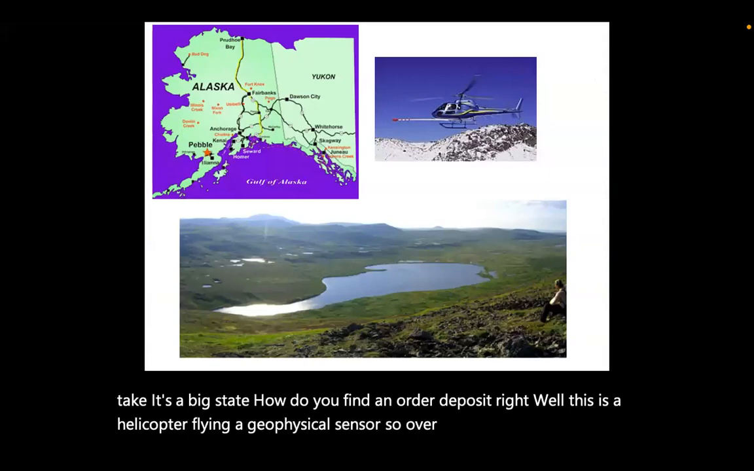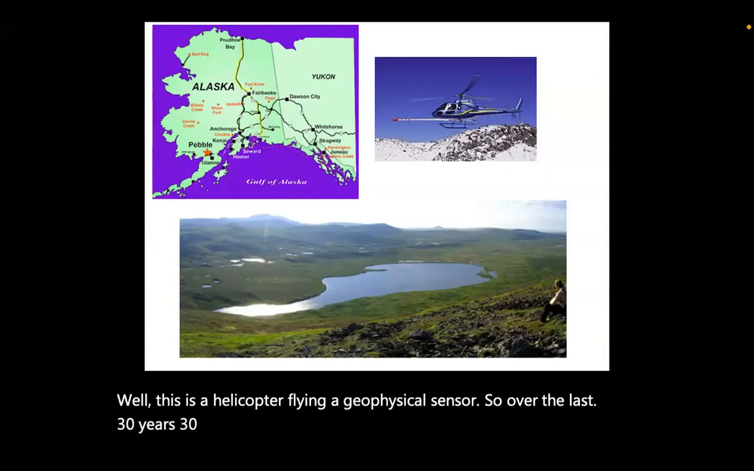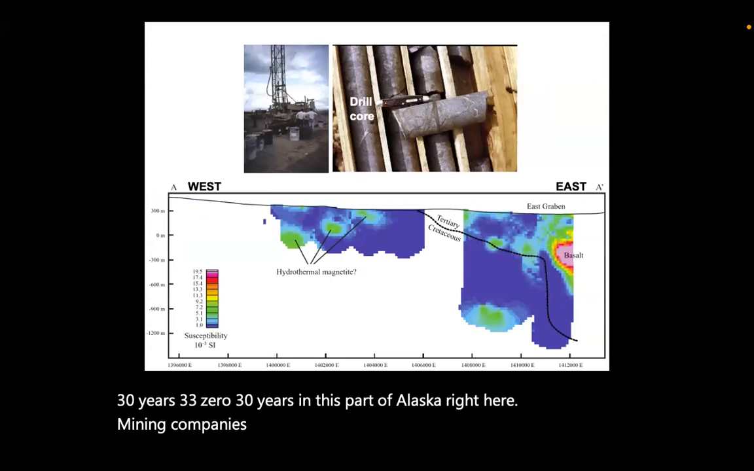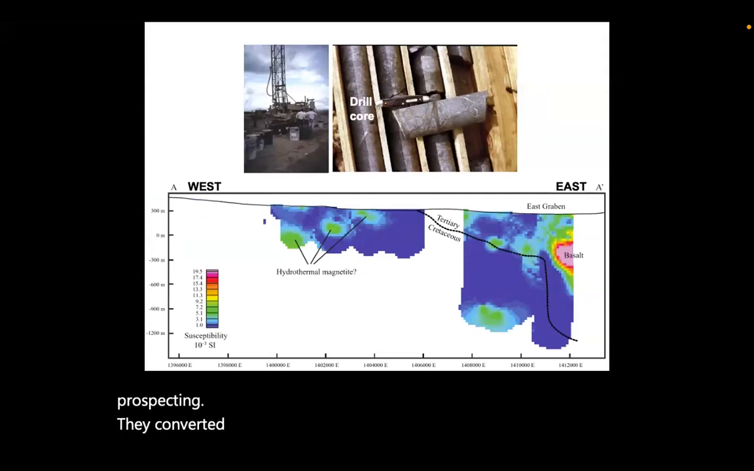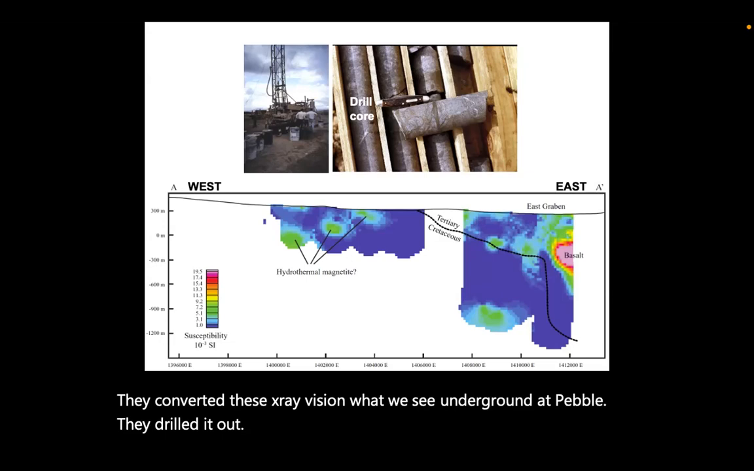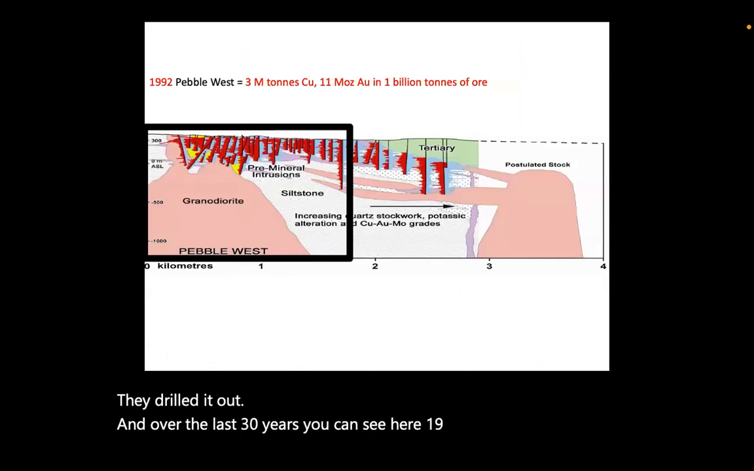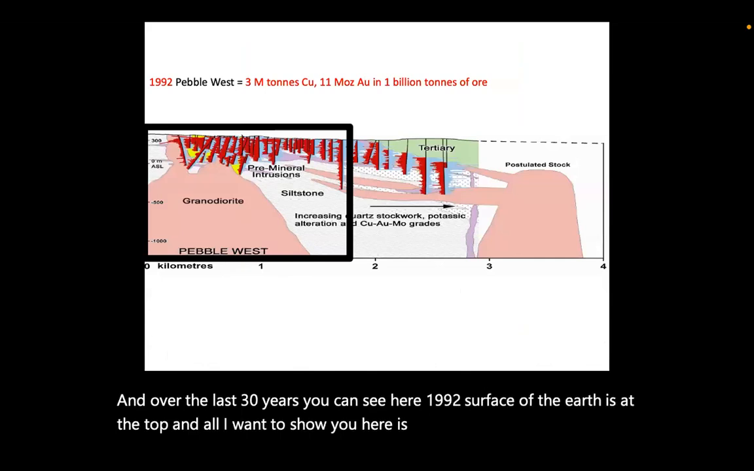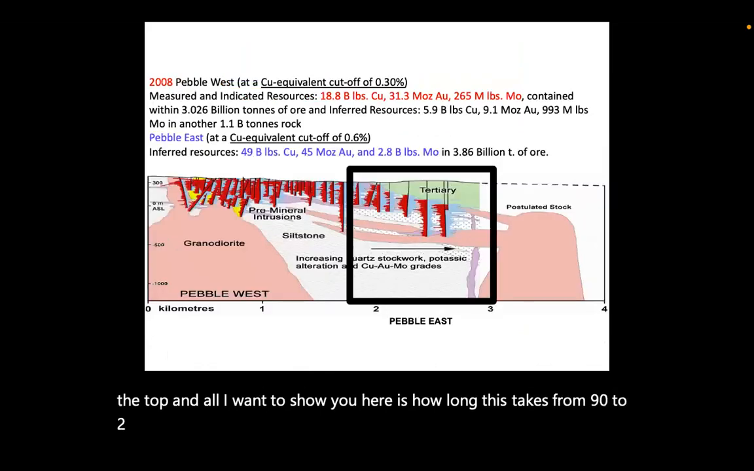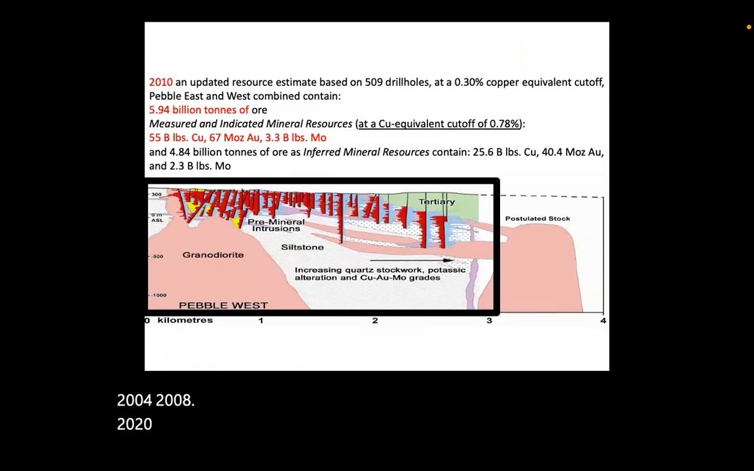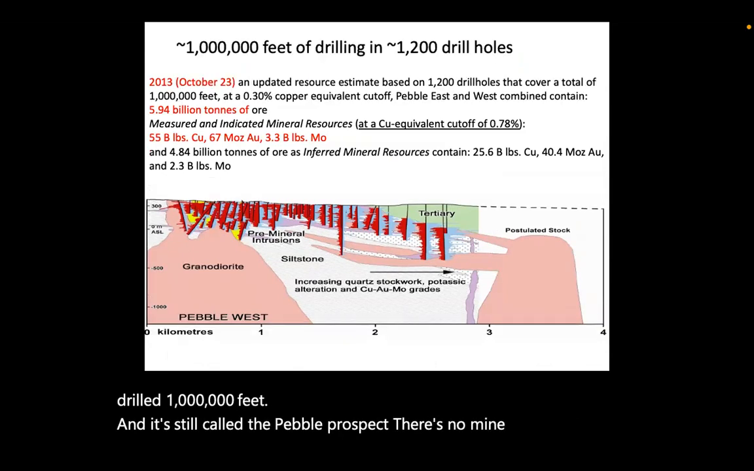Over the last 30 years, in this part of Alaska right here, mining companies have done lots of geophysical and geologic prospecting. They converted these into X-ray vision of what we see underground at Pebble, and they drilled it out. Over the last 30 years, you can see here, 1992, surface of the earth is at the top. All I want to show you here is how long this takes. From 92, 2004, 2008, 2022, 1 million feet of drill core have been drilled. So 1,200 holes were drilled, 1 million feet. And it's still called the Pebble Prospect. There's no mine there.